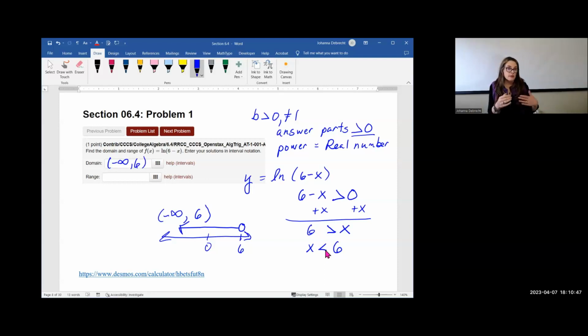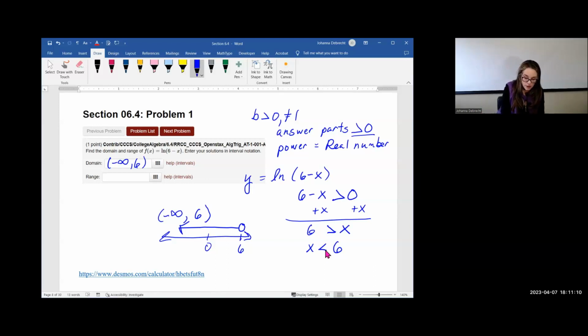The range goes from negative infinity to infinity. So this just took the whole graph and it shifted it. Now, which way did it shift it and how did it shift it? Okay, so I've got the domain. The range probably is the same, negative infinity to infinity. You can get anything coming out of this.